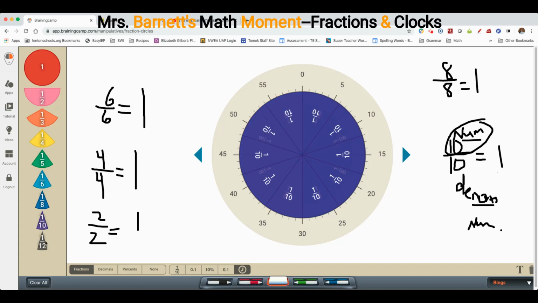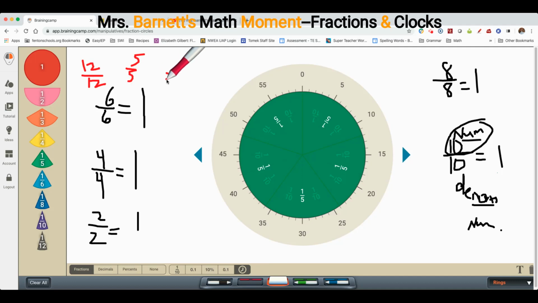Wonderful. So we could make it with 12/12, 10/10, 8/8, 6/6, 4/4, and 2 halves. Now let's just for fun try the fifths. 1, 2, 3, 4, 5. We did it. So we also had 12/12, and we had 5/5.